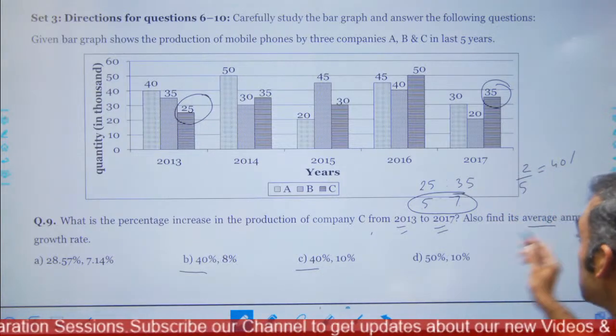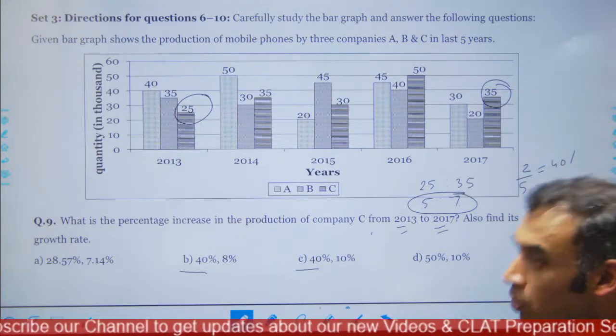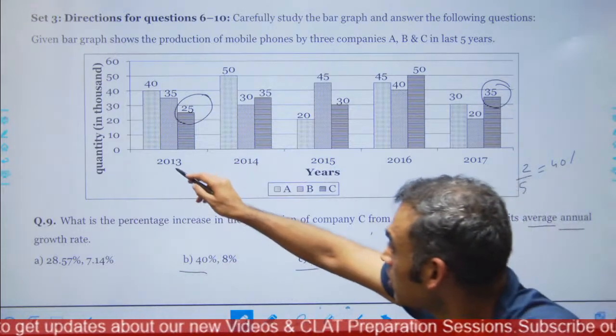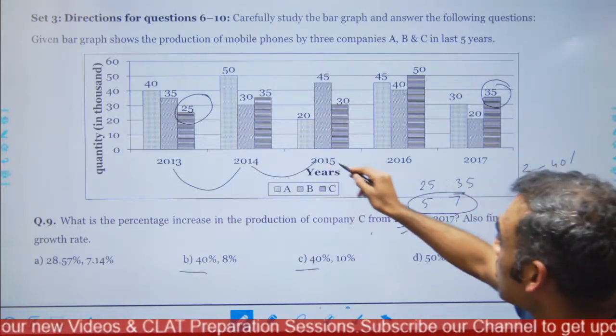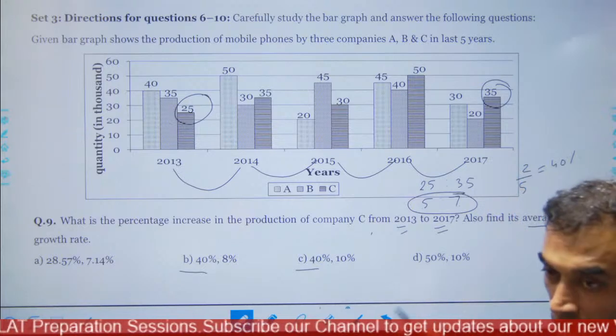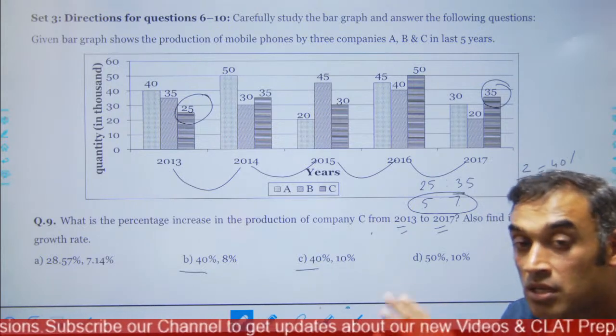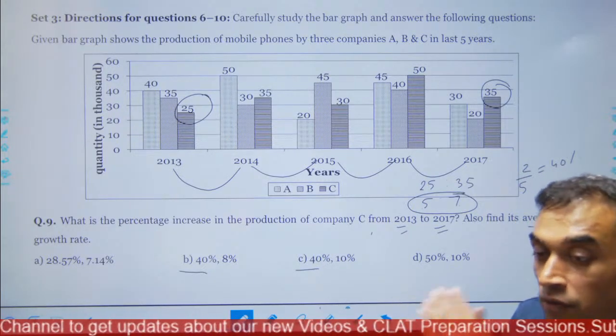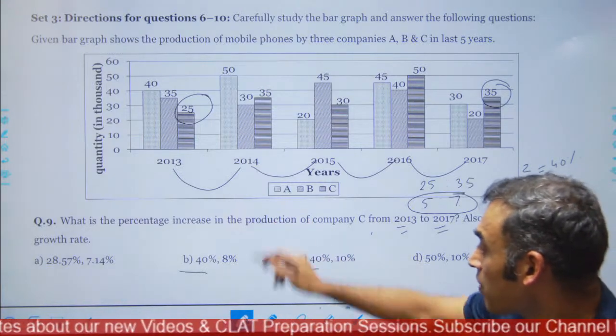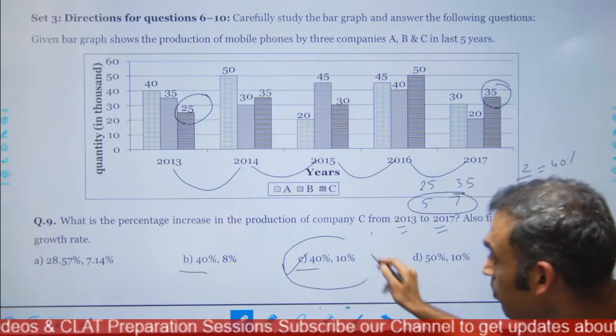Now the question is average annual. What will it be in average? It will depend on how many time periods there are here. Here there are only 4 time periods. Never divide by 5 for the time period. You have to divide it by 4. So therefore 40% divided by 4 makes it 10%. This will be your answer.